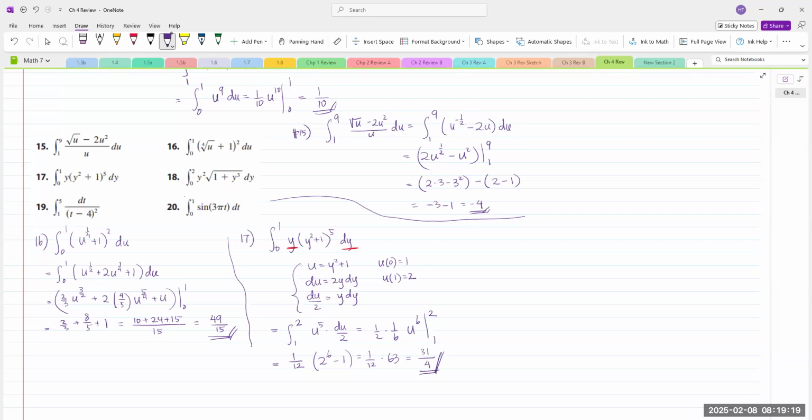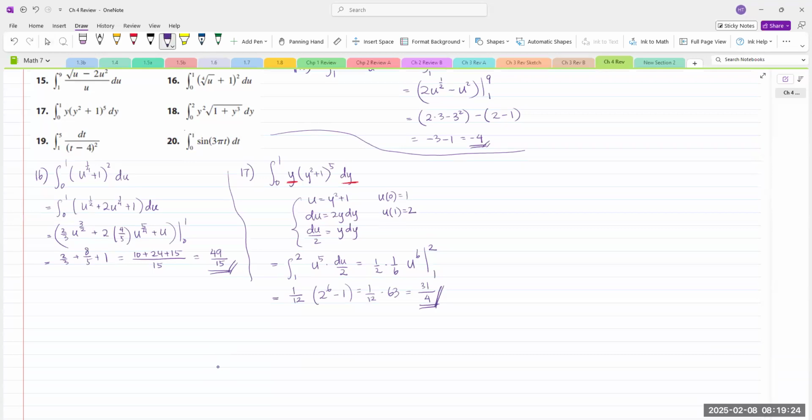Okay, I think I can do the same thing, similar to number 18. Yeah, I have space on the right. Let me move it to the, still work on the right. Number 18, integral from 0 to 2 of y squared square root of 1 plus y cubed dy.